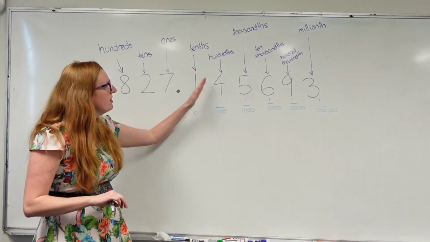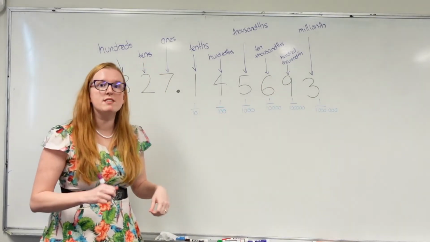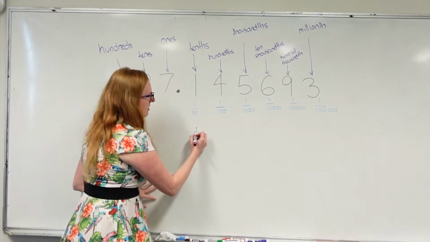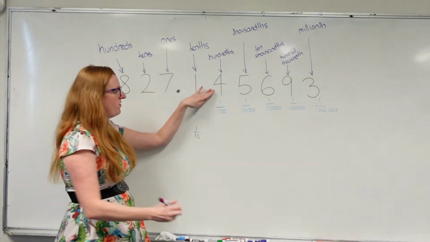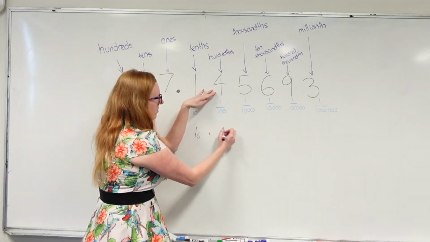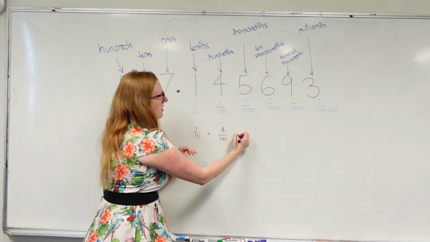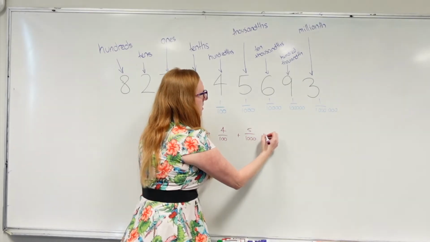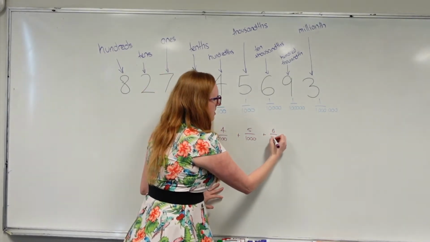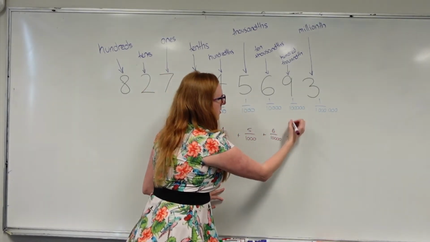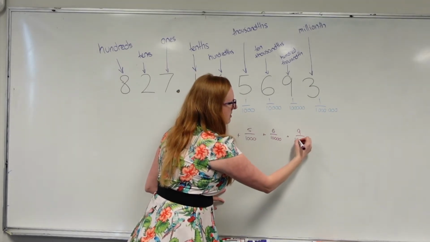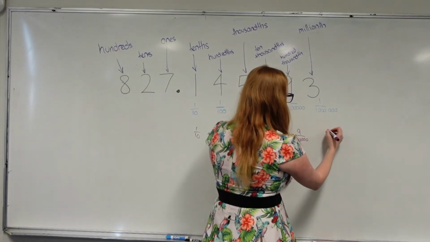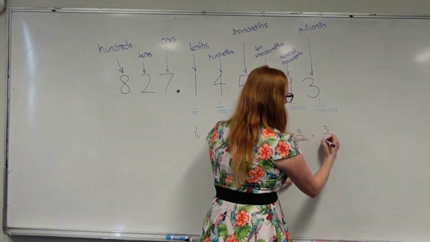Okay, but because there are different numbers in each of these places, I'll actually show you what each of these numbers represents. So this one, it's 1 out of 10, whereas this one's a 4. So this is 4 out of 100. This is 5 out of 1,000. This is 6 out of 10,000. This is 9 out of 100,000. And this is 3 out of 1,000,000.